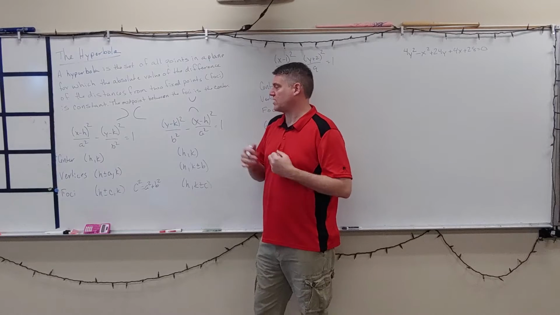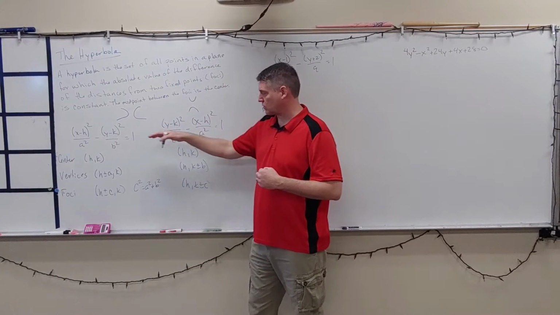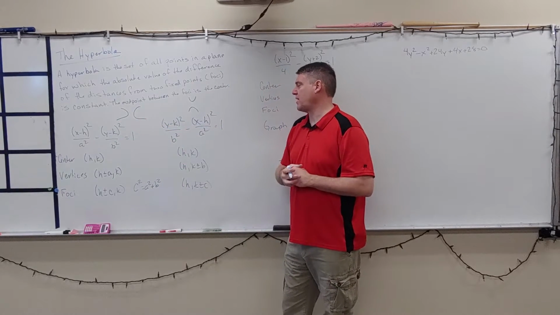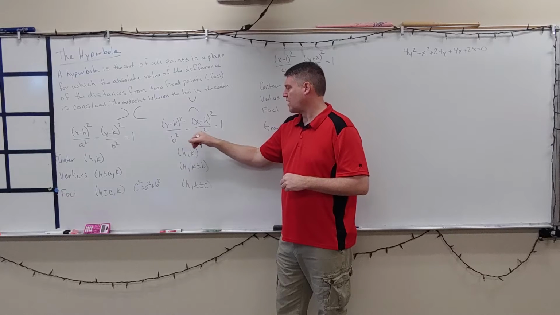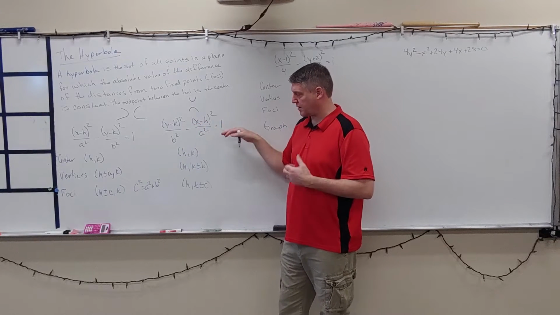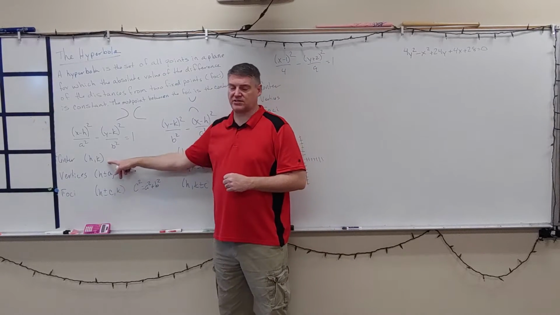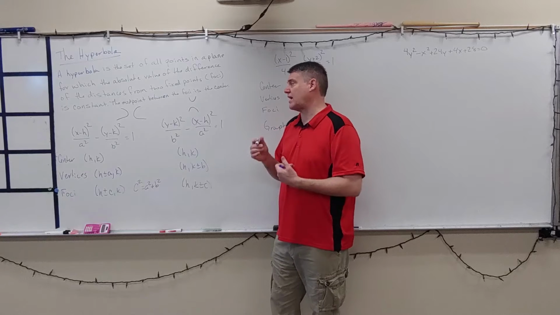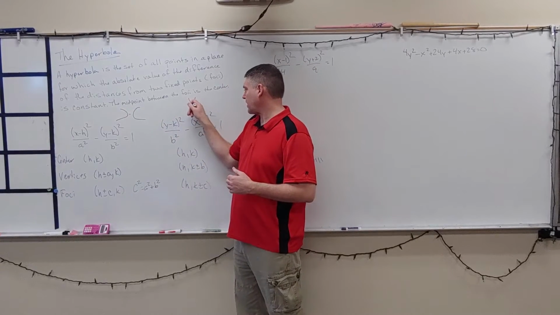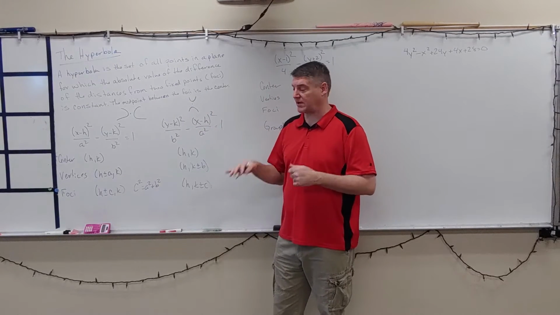x minus h quantity squared over a squared minus y minus k quantity squared over b squared equals 1. So that's going to open left and right. And then I have y minus k quantity squared over b squared minus x minus h quantity squared over a squared equals 1. So in both my cases, my center is (h, k). Now the center is not what we'd consider inside. It would be kind of like here and here. But it's a very important point when we start talking about graphing.